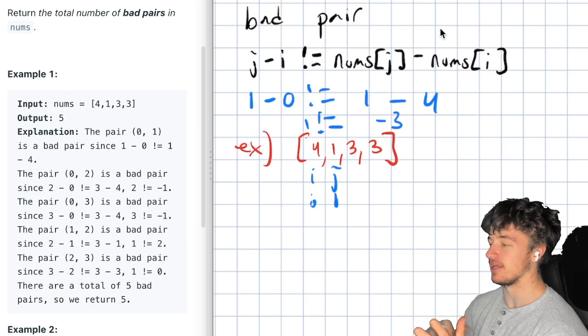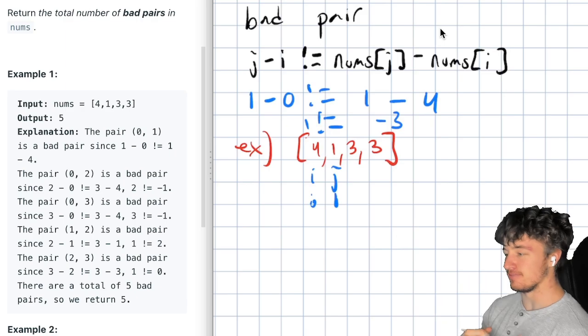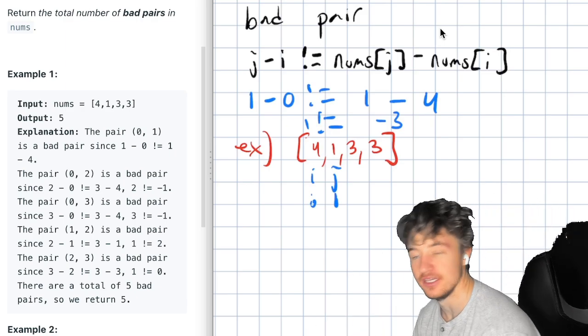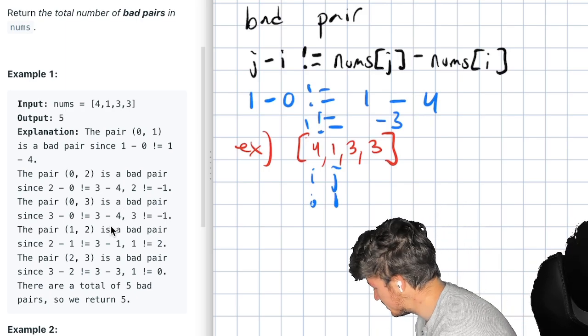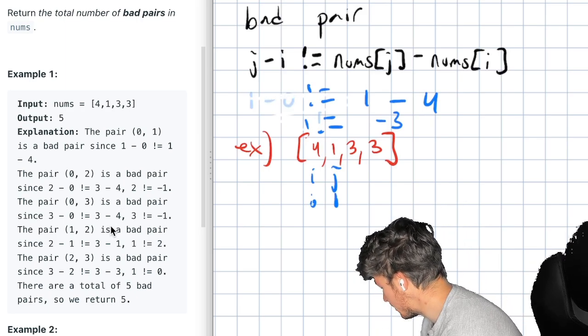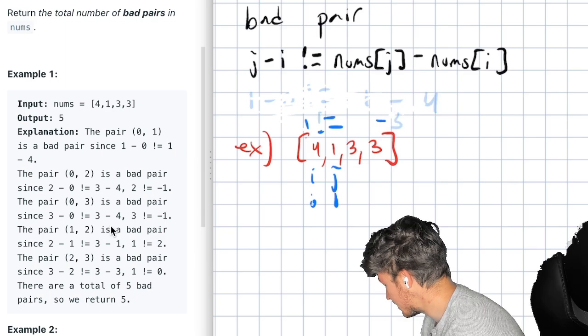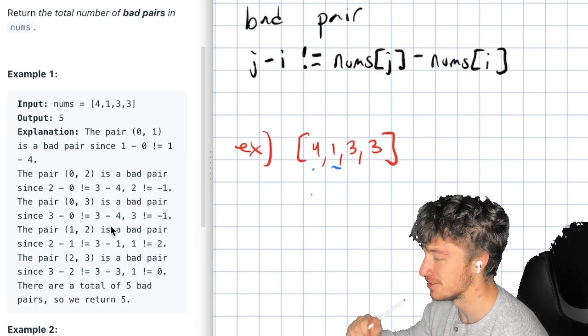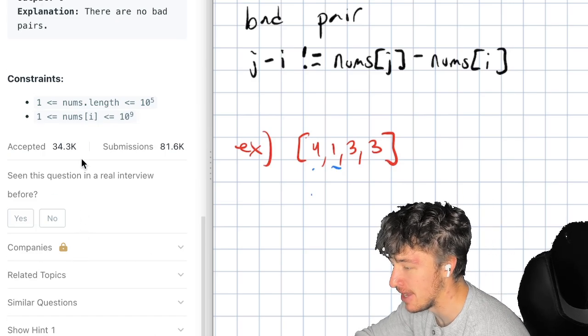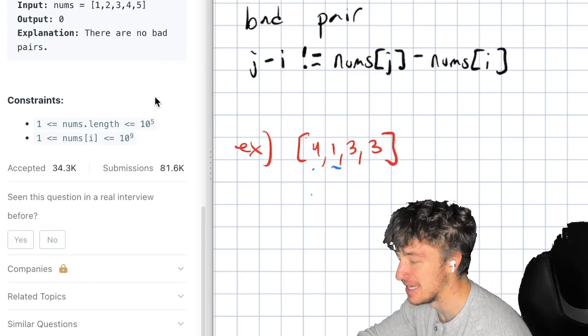There's a bit of a negative here: if it's not equal, then it is meeting the condition, so you add 1 to the solution. That happens 5 times. The easiest way to solve this would be to literally iterate through all i, j pairs, but it's going to give you a timeout because that would be an n squared solution.